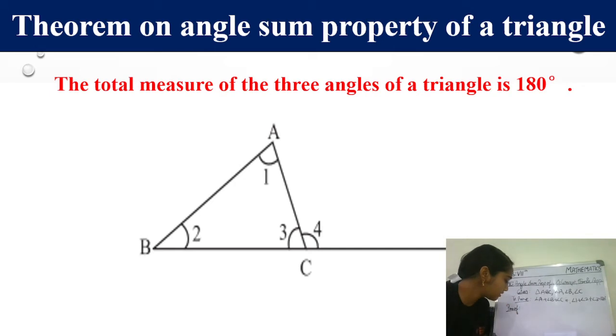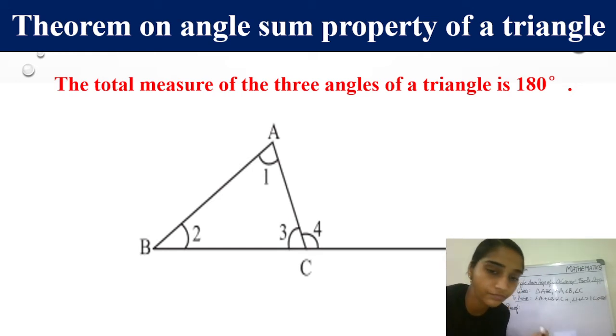Since angle 4 is the exterior angle of this triangle ABC, what can you say about it, as the sum of which interior angles? Very good, it is given to us as the sum of the opposite interior angles. So angle 4 we can write as the sum of angle 1 and angle 2. Angle 4 is angle 1 plus angle 2, by the exterior angle theorem.